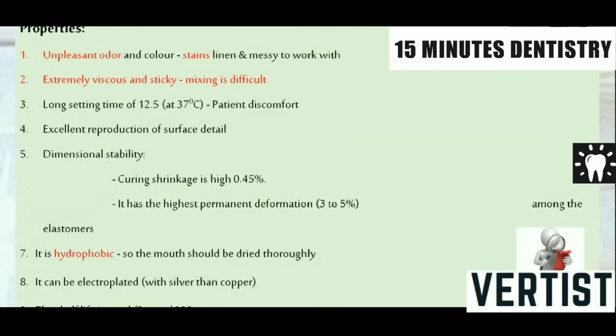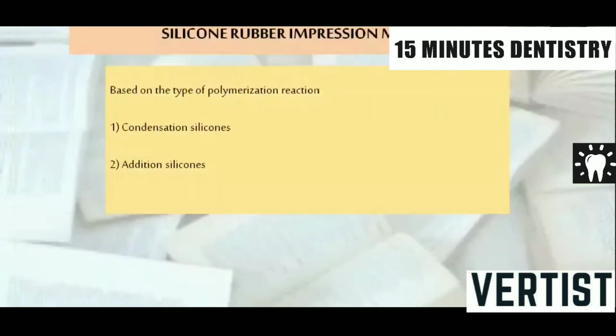The main disadvantage of this material is that it has an unpleasant odor, unpleasant color, and stains, so it is least popular in the industry. It has different viscosities, viscous and sticky, and mixing is very difficult. It has a long setting time, and it is hydrophobic in nature, so it is not easily plated. It can be electroplated with silver rather than copper, so it is always electroplated with silver.